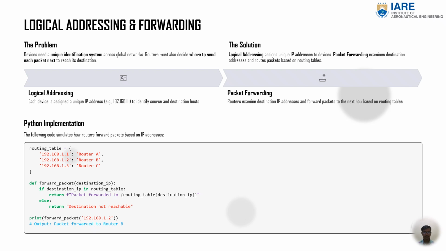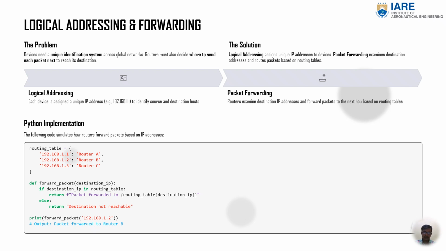Let's define a function. The function here is defined as forward underscore packet. The argument here is destination underscore IP. This function simulates packet forwarding. It takes destination underscore IP, where the packet needs to go. Let's take a condition, the core logic. If destination underscore IP in routing underscore table. Here the program checks if the destination exists in the routing table.